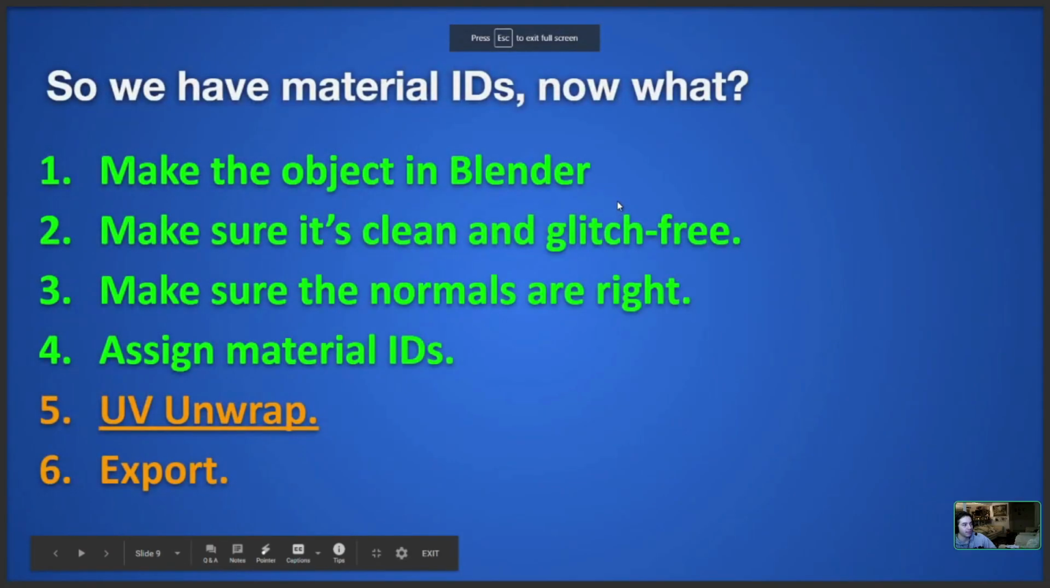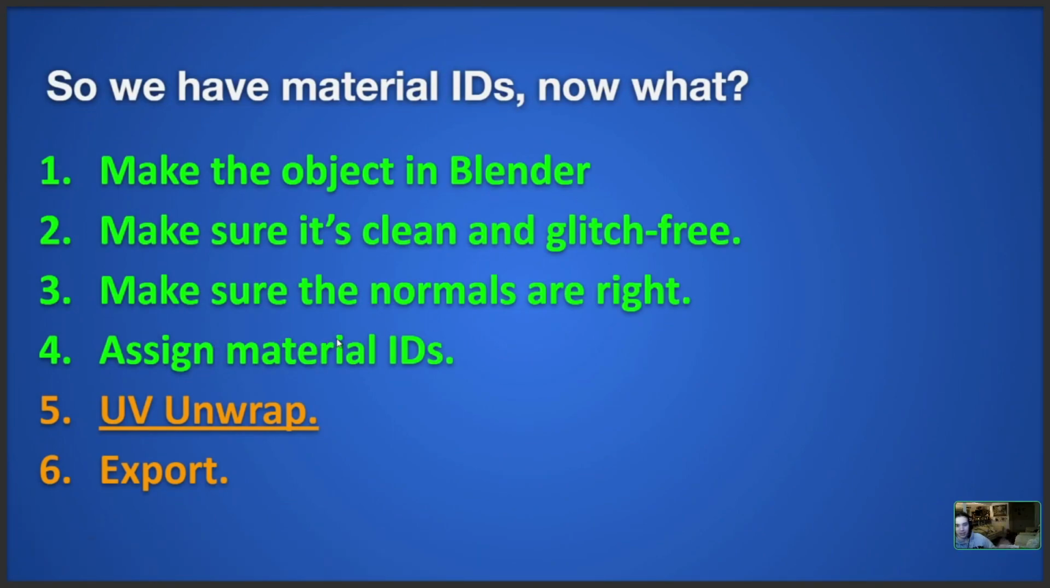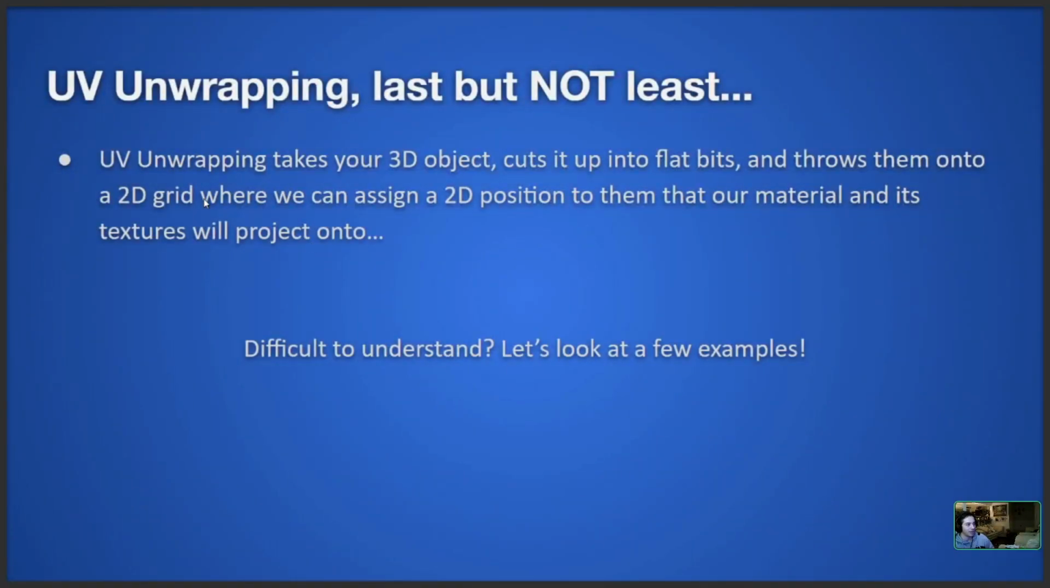So back we are. We now know how to assign material IDs. I'll explain why that needs to happen in a minute, but for now, it's important that you know that you can assign these material IDs to different surfaces. So UV unwrapping, it's the final step before exporting something from Blender, and it is critical.